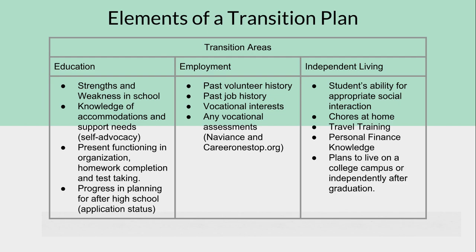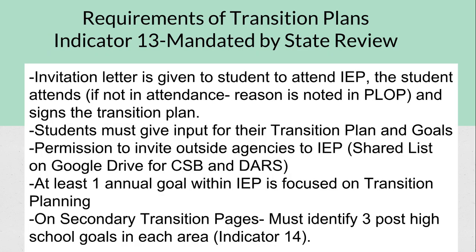On the secondary transition pages, case managers are required to write a transition summary that is a present level in each of these areas. This summary gives an overall picture of the student's plans for after high school and the needed support required by the high school to help the student reach success after graduating. Much of this information can be gained through a student interview, teacher observations, and current grades and progress notes.